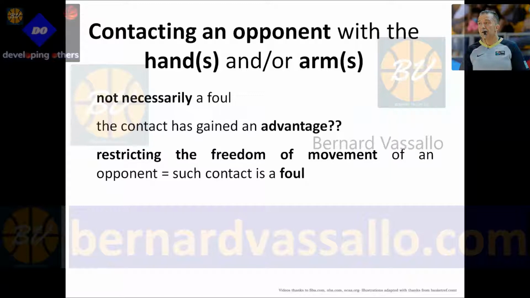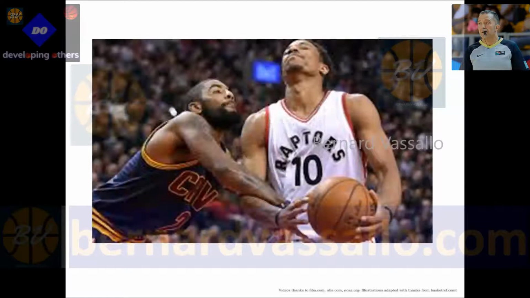Basically, the main principle is that if the contact caused by a player in any way restricts the movement and the freedom of movement of the opponent, then there must be a foul. In this picture, we are clearly seeing the blue defender is trying to go for the ball, but in so doing, he is creating illegal body contact against white 10, and that would be a foul.